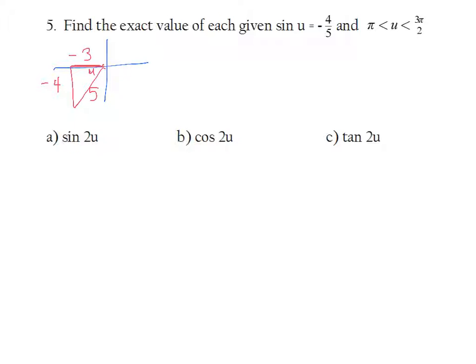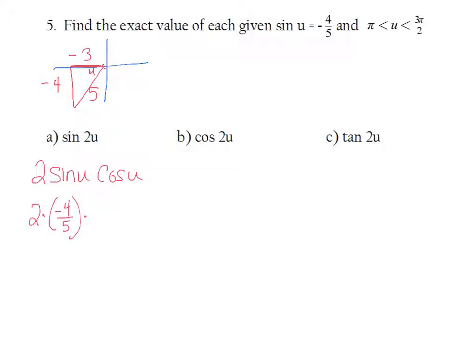For A, this first example, it's not just find the sine of u, it's find the sine of 2u. I'm going to need to use my identity for that. The sine of 2u is equal to 2 sine u cosine u. That's your identity, 2 times. Now I can figure out the sine of u. In fact, the sine of u was given to me as a negative 4/5.